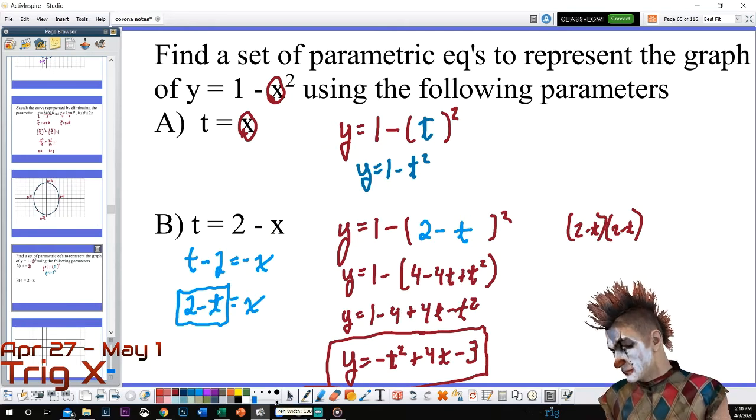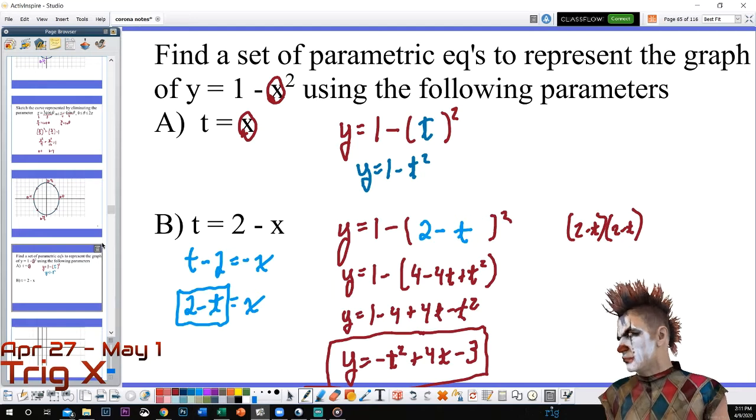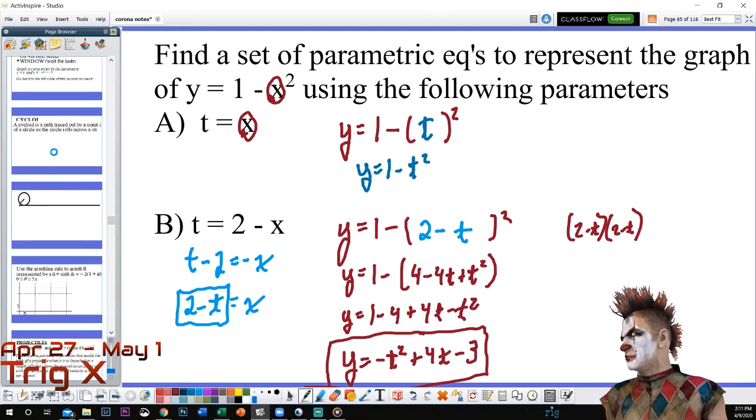Alright. I hope you've enjoyed that. Now let's move on to what else? I've already shown you the graphing calculator. Now it's time to move on to cycloids.